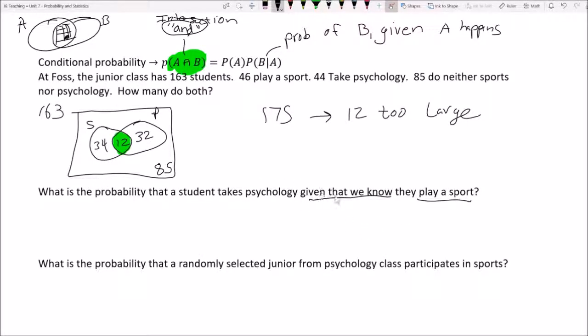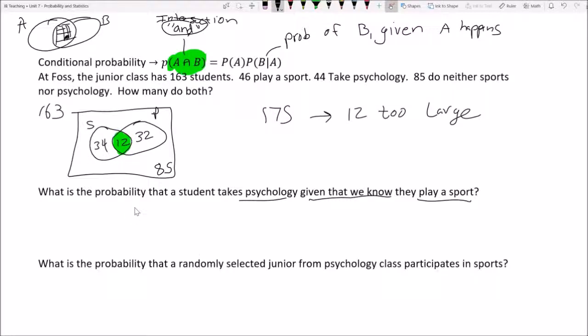So when it says given that we know they play a sport, what that's telling us to do is focus only on students who play sports, only on the bubble of sports. And they're asking about, within that bubble, how many of those students take psychology? So let's answer that question.